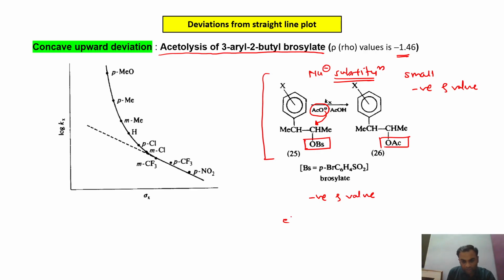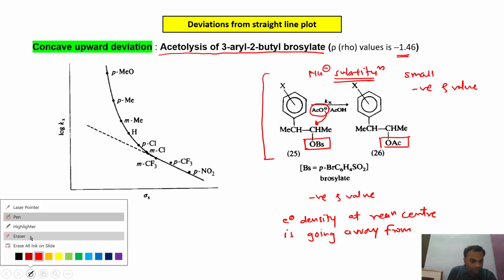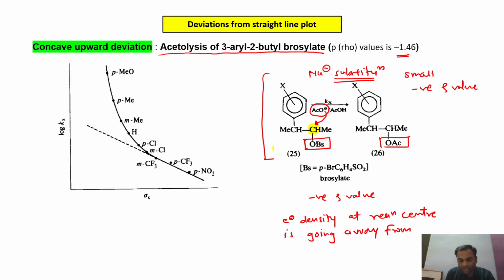it means that the electron density at the reaction center is going away from the reaction center. So here this carbon is the reaction center where the reaction is taking place, and as we have the negative rho value, it means the formation of the C-OAc bond and breaking of the C-OBs bond.